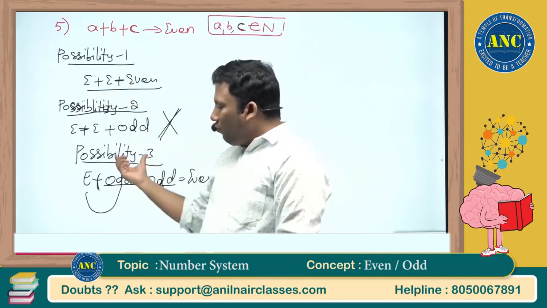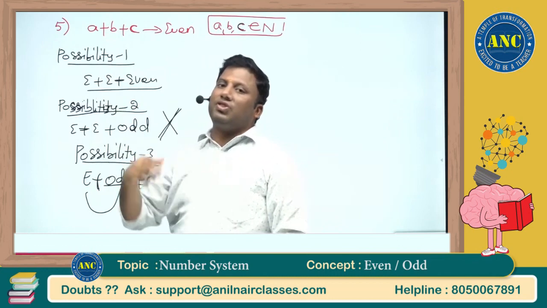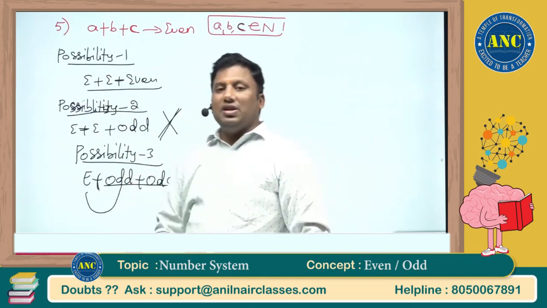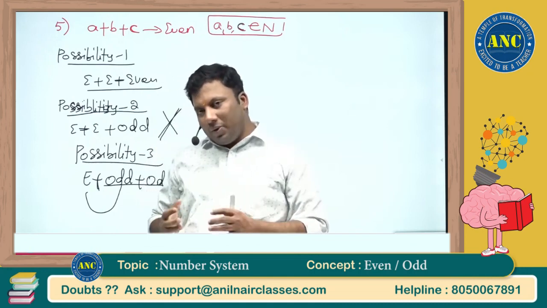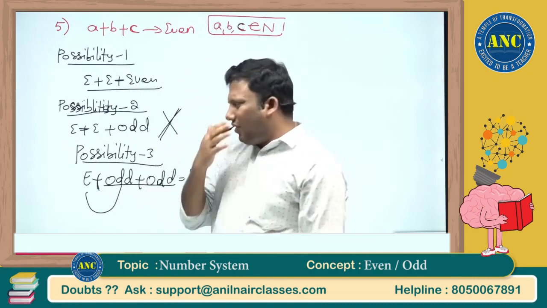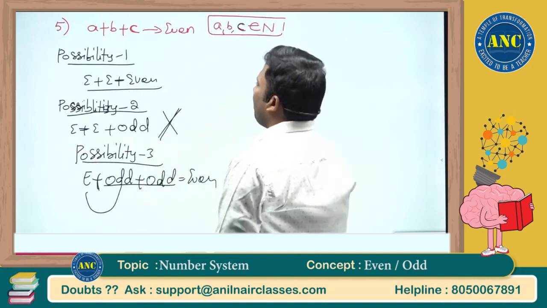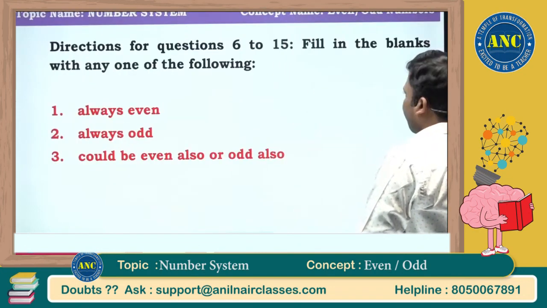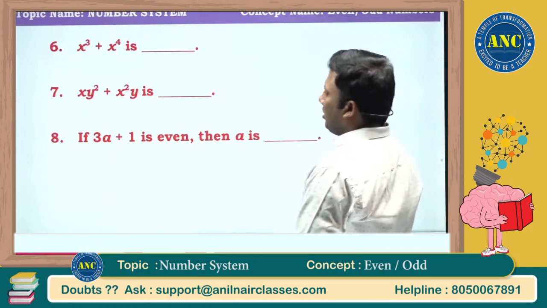Are you all with me? One variable can be even, or three variables can be even. These are the three possibilities. I hope it is clear. The framing of the question can be anything from this one. We did till the 5th question. Let us see the 6th question.